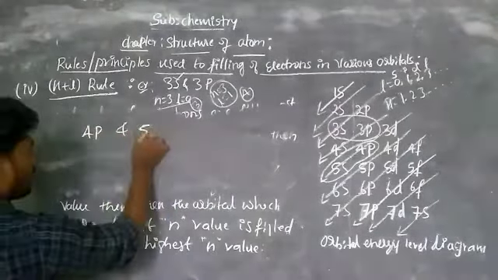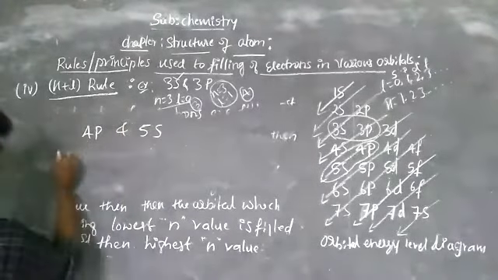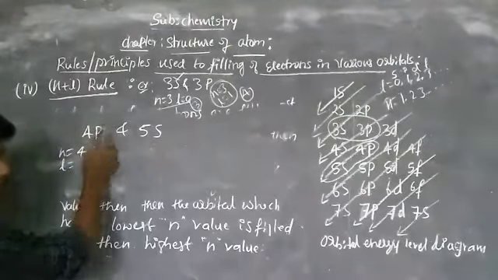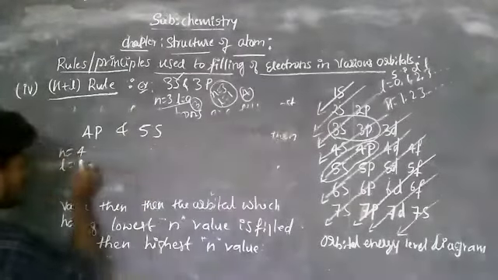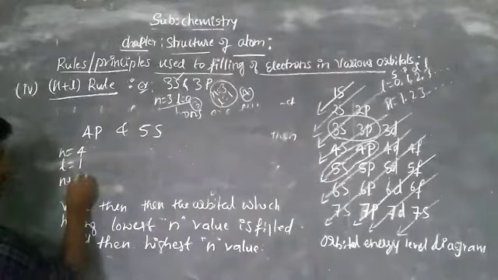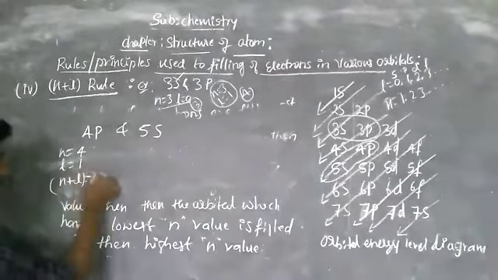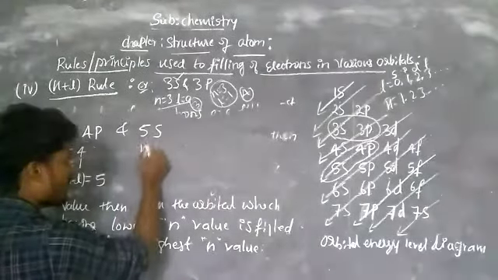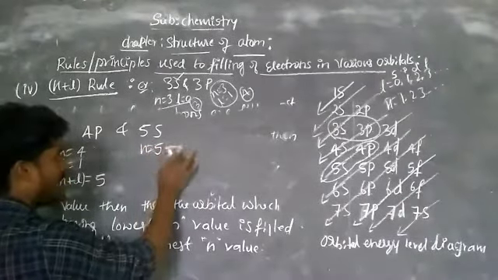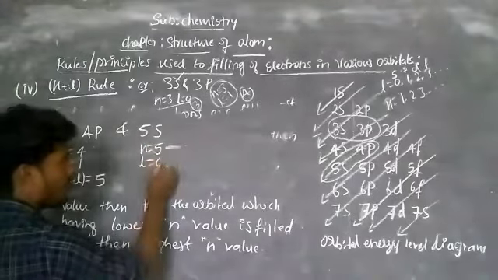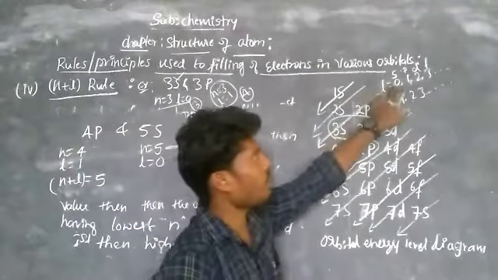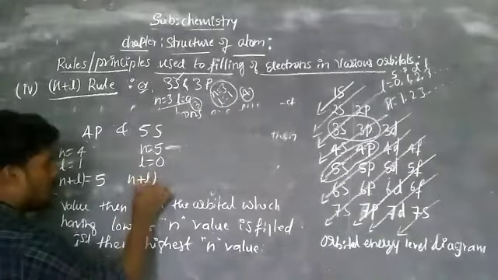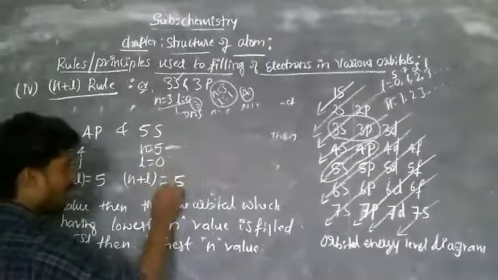For 4p, the n value is what? 4. And the l value is how much? For p, it is 1. Now add n plus l. n plus l is equal to 4 plus 1, which is 5. Now for 5s, the n value is 5. And the l value is how much for s? It is 0. When the l value is 0, we call it s. Now add n plus l. 5 plus 0 you get 5 only, right?